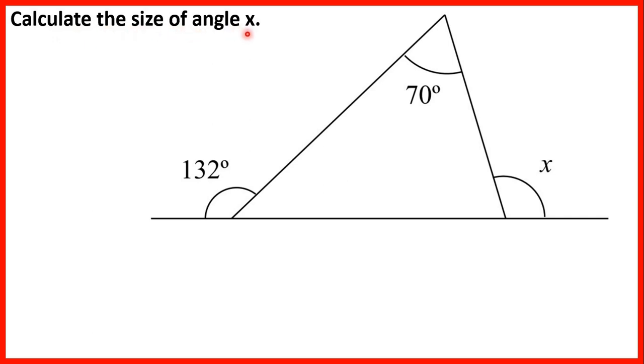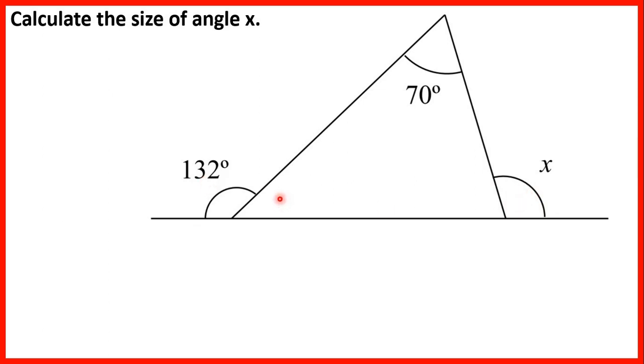Calculate the size of angle X. So we have this angle here, 132 degrees, and this angle here, 70 degrees, labelled. And it can be tempting to think that we need to do something using only these numbers. So some children try 132 minus 70, but the answer can't be 62. We can see that we have an obtuse angle here, and 62 degrees would be an acute angle.